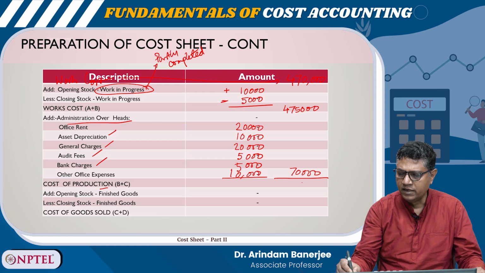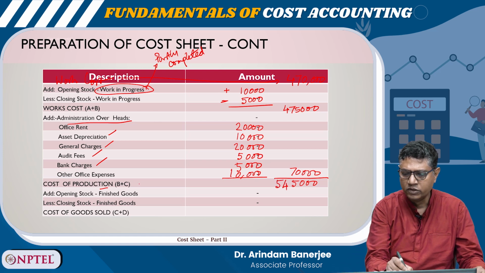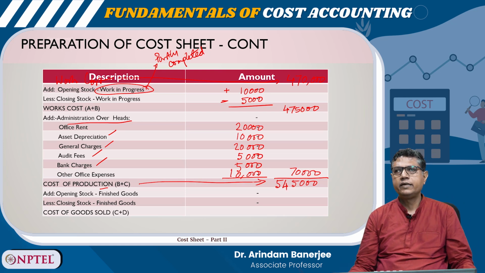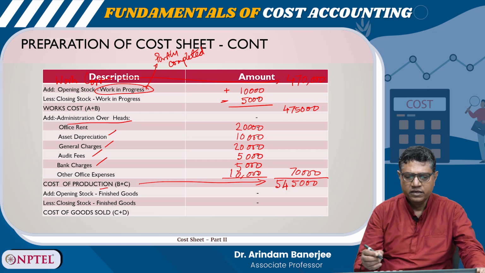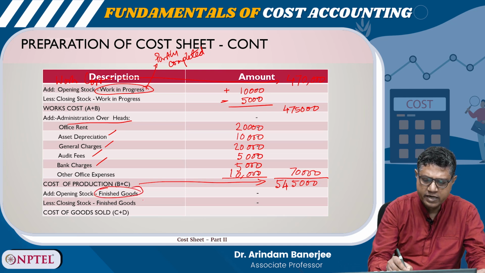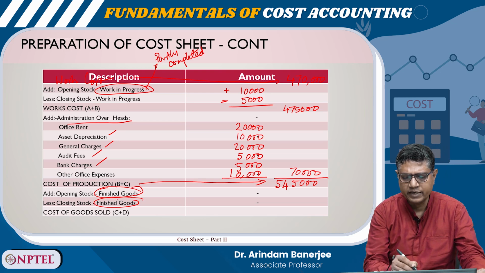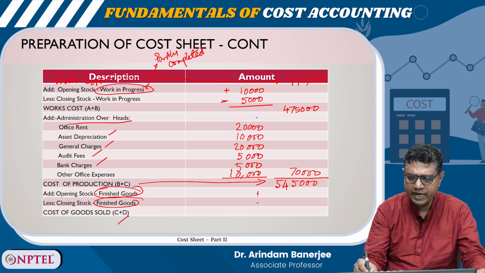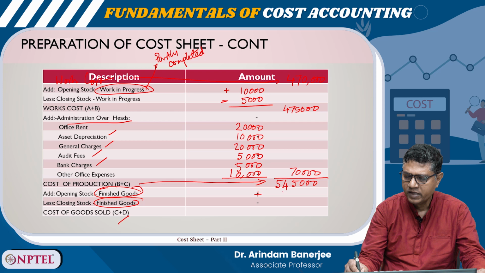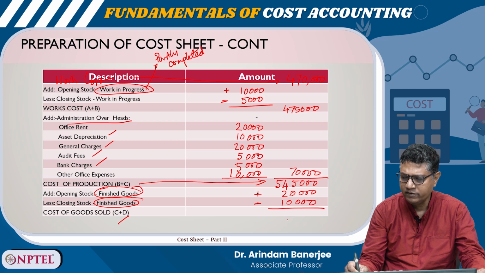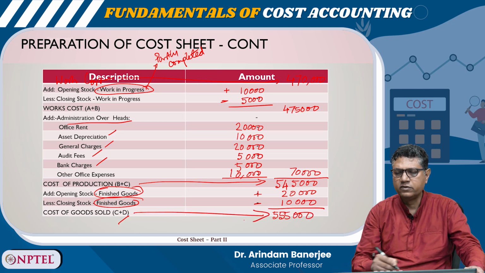If you add 70,000 here, so you are getting how much? 545,000. This is your cost of production, right? With this, if you add the opening stock of finished goods and deduct the closing stock of finished goods, you will get the cost of goods sold. So say with this we are adding the opening stock of finished goods, say 20,000, and closing stock is minus say 10,000, right? So final figure what we are getting? We are getting 5,55,000. So this is your cost of goods sold.